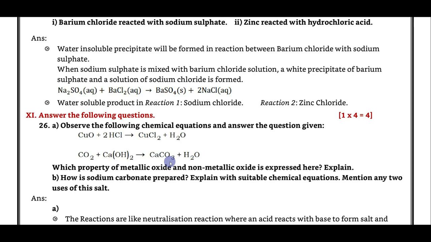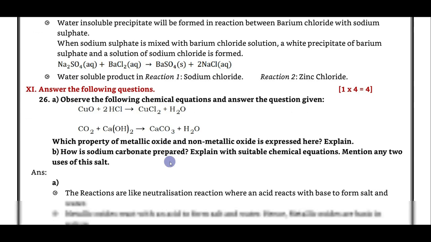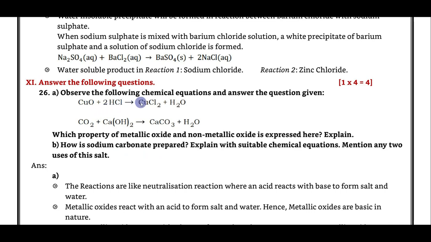Observe the following chemical equations and answer the given question. CuO plus 2HCl gives CuCl2 plus H2O; CO2 plus Ca(OH)2 gives CaCO3 plus H2O. Which property of the metallic oxide and non-metallic oxide is explained here? Explain. How is sodium carbonate prepared? Explain with suitable chemical equation. Mention the uses of these two salts.